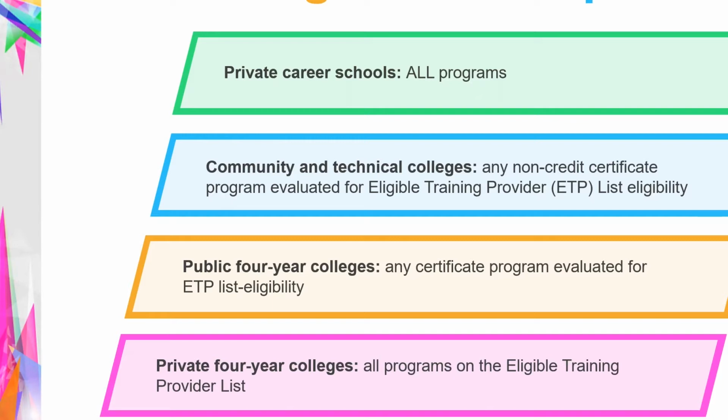If you're a public four-year college, you need to report any certificate program that you want to have evaluated for eligibility on our ETP list. And if you are a private four-year college, you need to report all programs that you want to be on our eligible training provider list. And if you are not one of those four types of schools, you need to report data for anything that you have on CareerBridge.